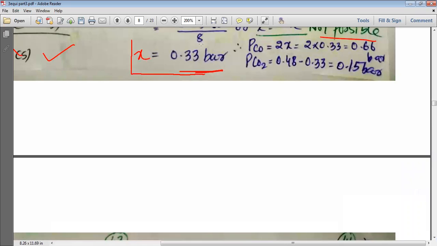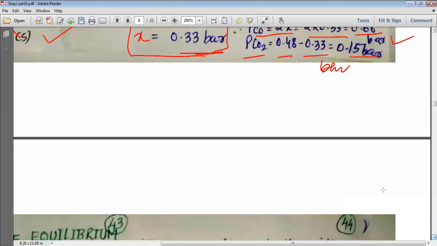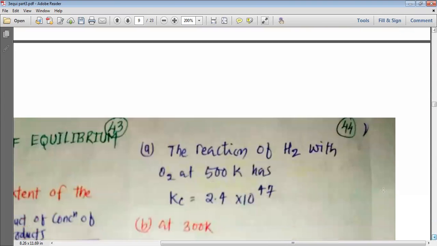So we have the value of the partial pressure of CO, but the partial pressure of CO is equal to 2X, and that is why 2 multiplied by 0.33, that is 0.66 bar, and the partial pressure of CO2 is equal to 0.48 minus X, that is 0.48 minus 0.33 bar, that is what it gives us, 0.15 bar. So at equilibrium, we can calculate the concentration of both the reactant and product, that is our CO2 as well as CO.